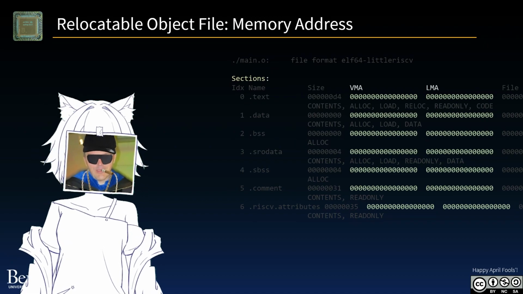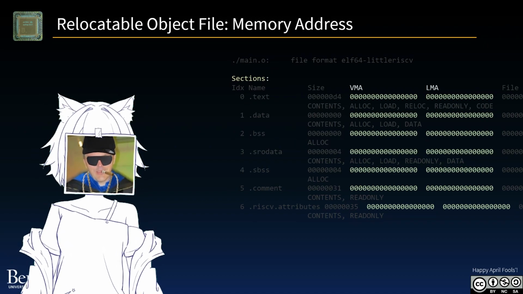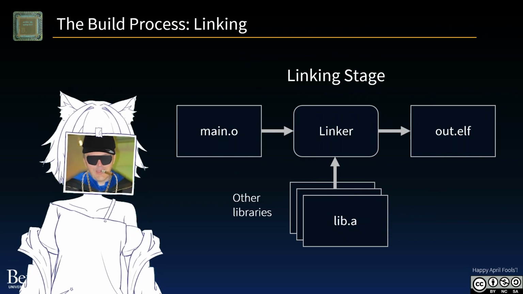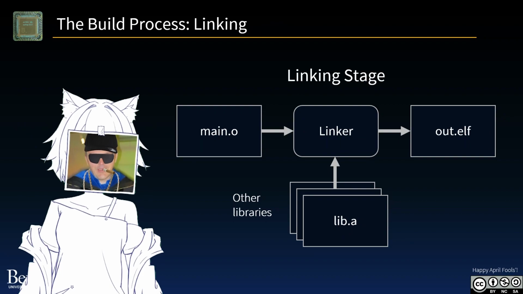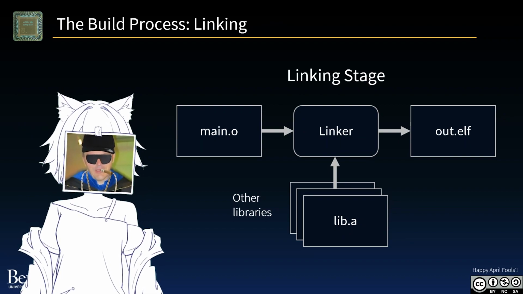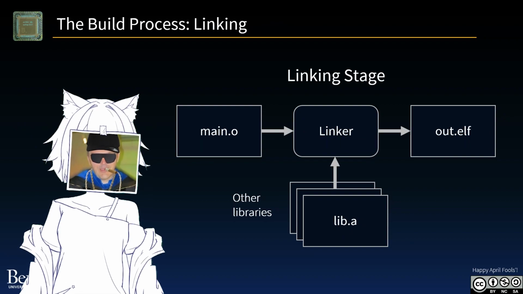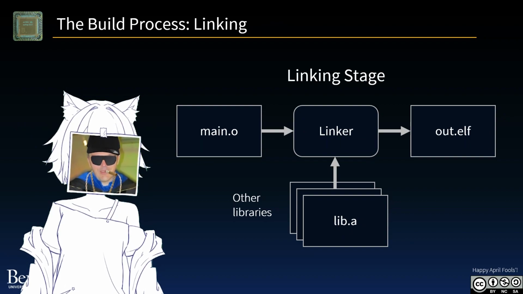This is why we still have one stage left. The final stage is called the linking stage. The linker will combine different pieces of code and data together and figure out their correct memory locations to build a single binary file that can be loaded onto the processor memory.